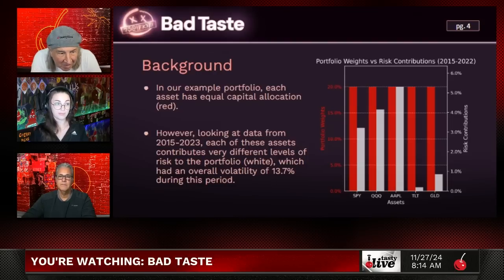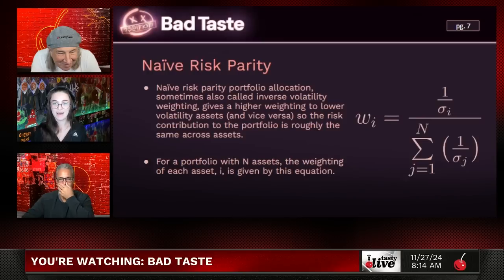So we're going to show some math, but it's actually not as bad as it looks. We'll go through a numerical example in a second. When we look at naive risk parity allocation, it's sometimes called inverse volatility weighting. The goal really is to give a higher weighting to lower volatility assets and vice versa, so the risk contribution is a little bit more even. It's roughly the same across assets, although I'll show the actual results in a second. It doesn't get as close as actual risk parity, but for a back of the envelope calculation, it's not that bad. This is the equation. I'll show a numerical breakdown in a second.